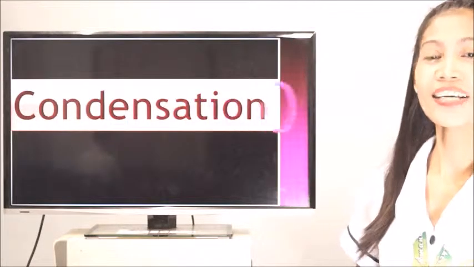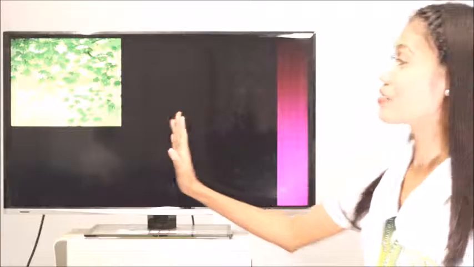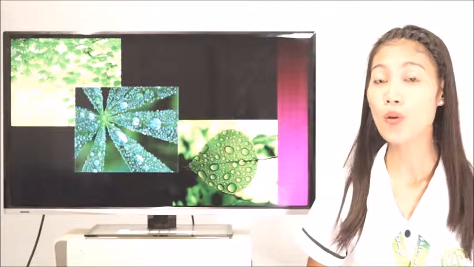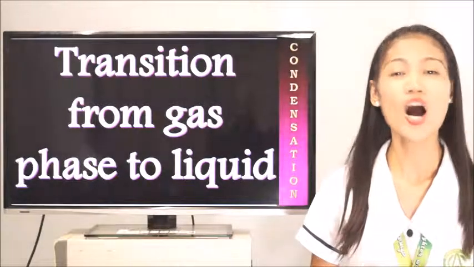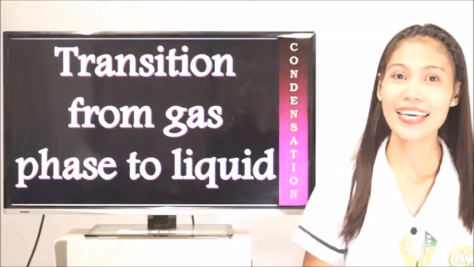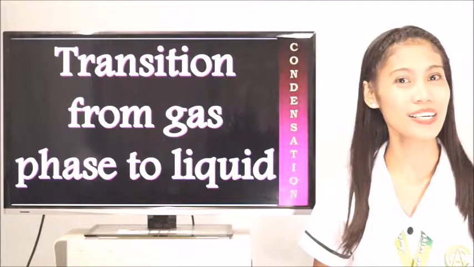Then we have the condensation. The leaves look dry or have no moisture, isn't it? But if you will observe it at dawn, you will notice that the leaves are watery. It happens because during nighttime, the gas in the form of vapor condenses. And when it condenses, it turns out into a liquid. So condensation is just the process of changing gas into liquid, or simply, it is just the reverse of vaporization.